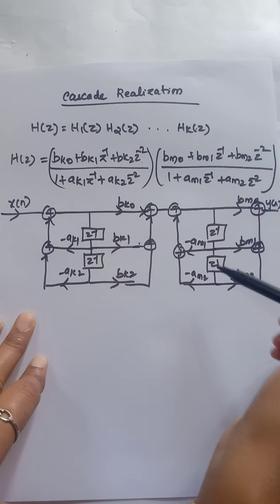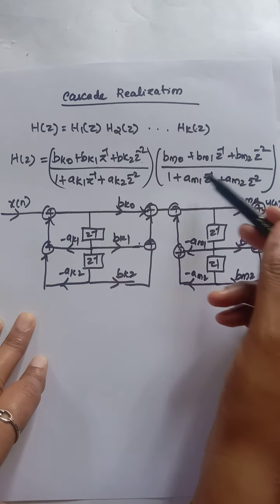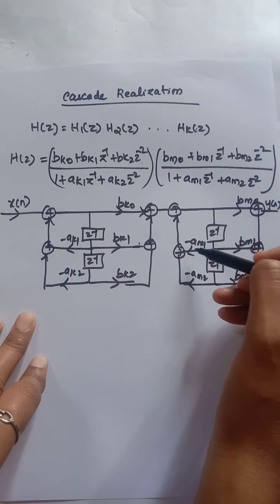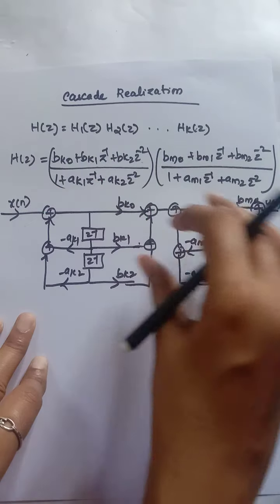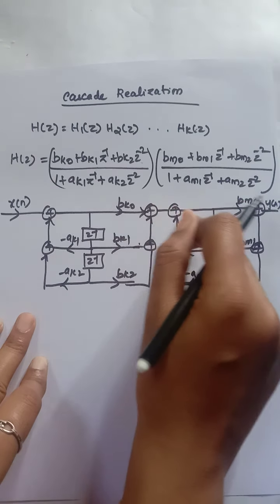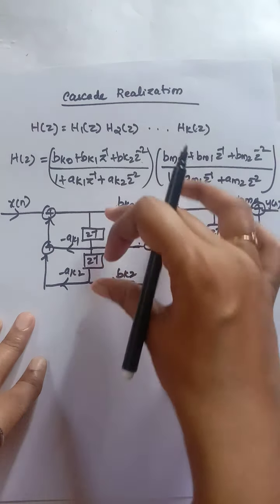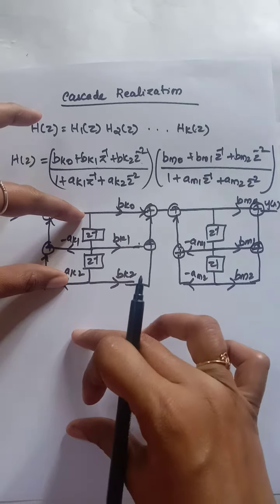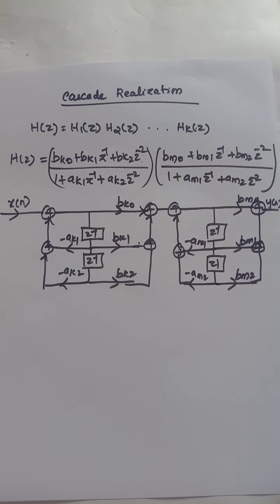Similarly I have realized this one. So numerator coefficients bm0, bm1, bm2, denominator coefficients 1, minus am1, minus am2, so I have cascaded it, and I have given the output of one as the input to another. So I have realized the cascade realization. For parallel, you have to draw this structure here and you have to combine both the input and the output.